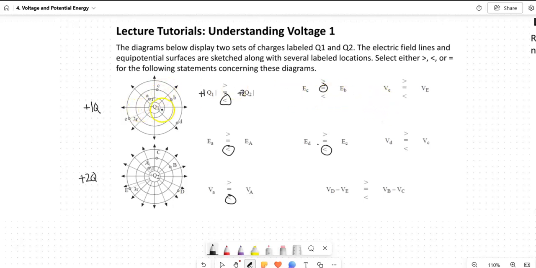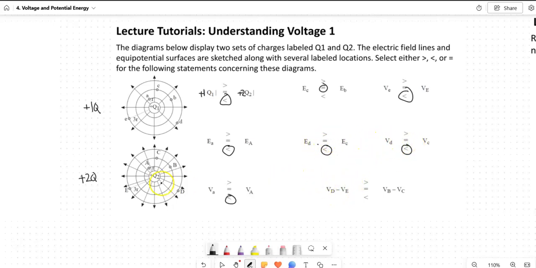Now comparing the voltage at lowercase e and the voltage at capital E, the voltage at capital E is larger than the voltage at lowercase e, for the same reason that capital A is greater than small a. And comparing lowercase stuff, the voltage at D is less than the voltage at C, because C is higher up than D. So these two are related to each other.